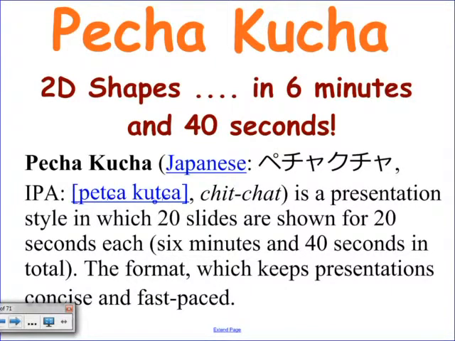And what it is, it's PowerPoint. And every slide has to change after 20 seconds. And there are 20 slides, so it gives us 6 minutes and 40 seconds of presentation. Okay? And you've got to sell something to the chairman of the board.